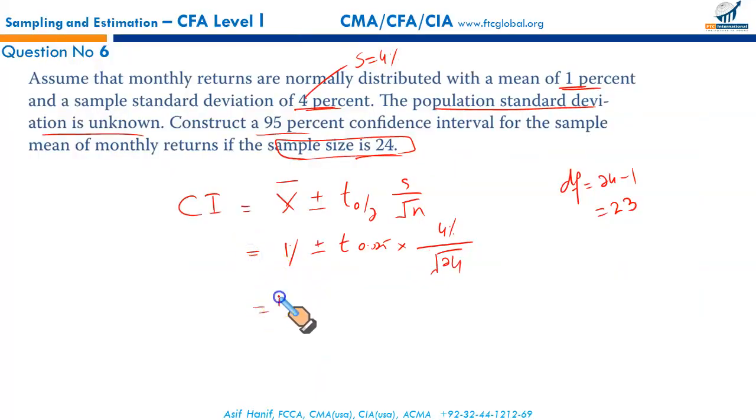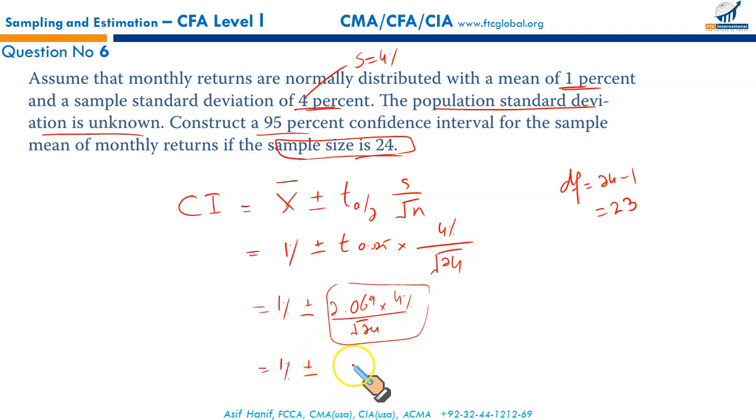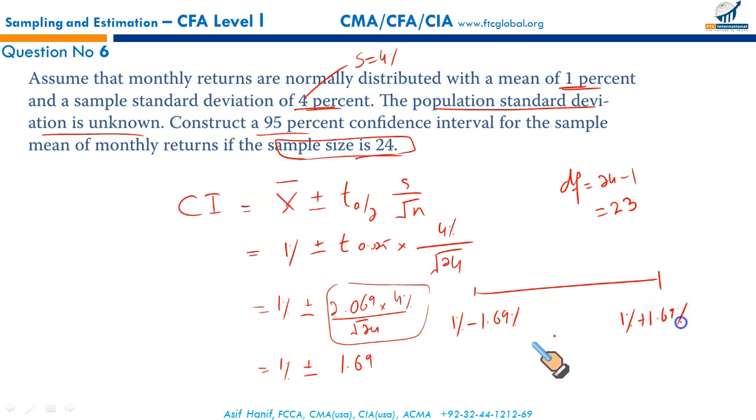All right, so it's going to be 1% plus minus 2.069 times 4% upon square root of 24. So if we simplify this part, what we get is 1.69. Right, so the confidence interval would be 1% minus 1.69% to 1% plus 1.69%. So it's going to be negative 0.69% and 2.69%.